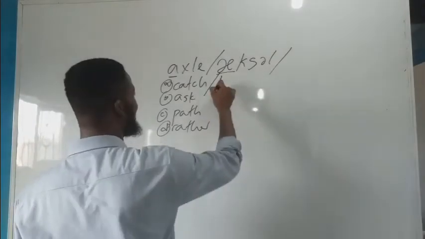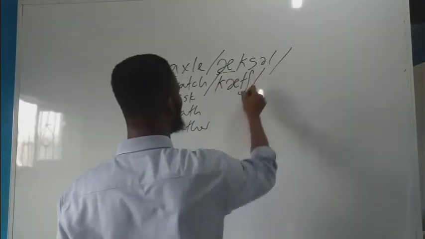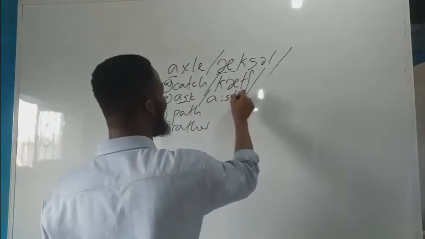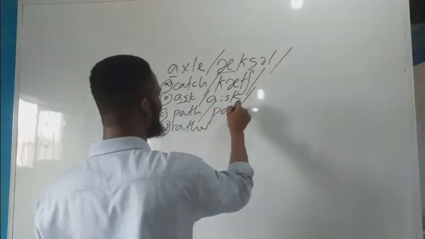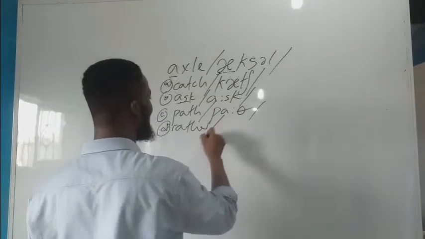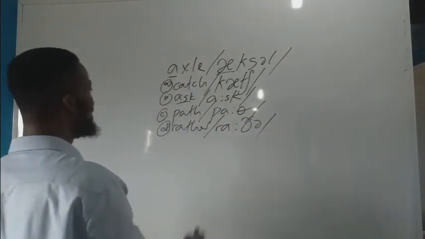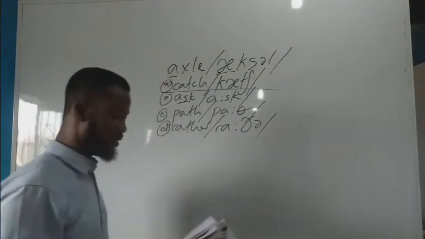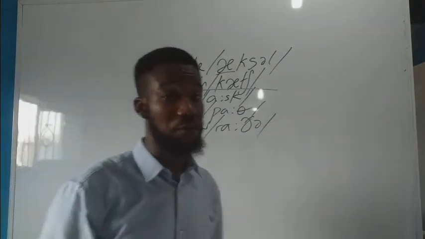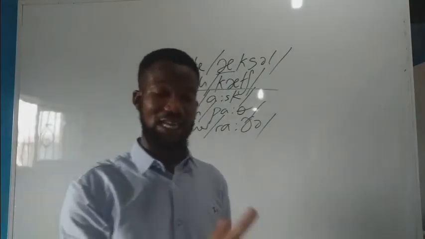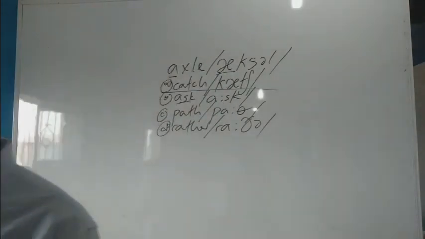Option A is catch. Catch. Short because of this. AS is going to give you a long R sound. Path. And this is rather. So our final answer, of course, is going to be catch. Let's take a look at about 4 more questions to ascertain our proficiency in the use of long and short R sound.